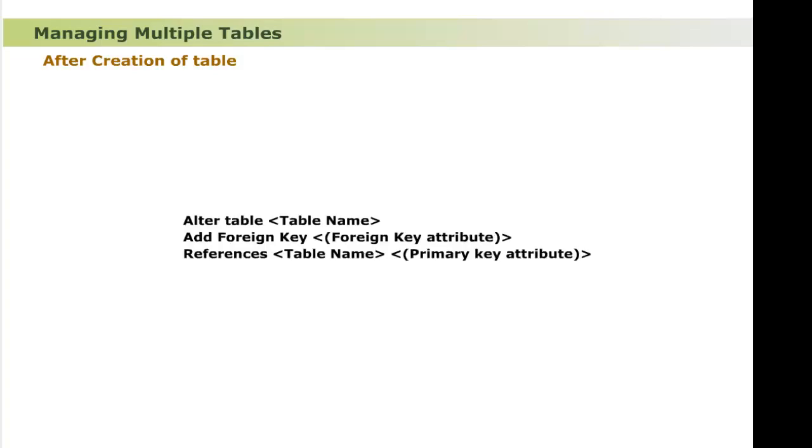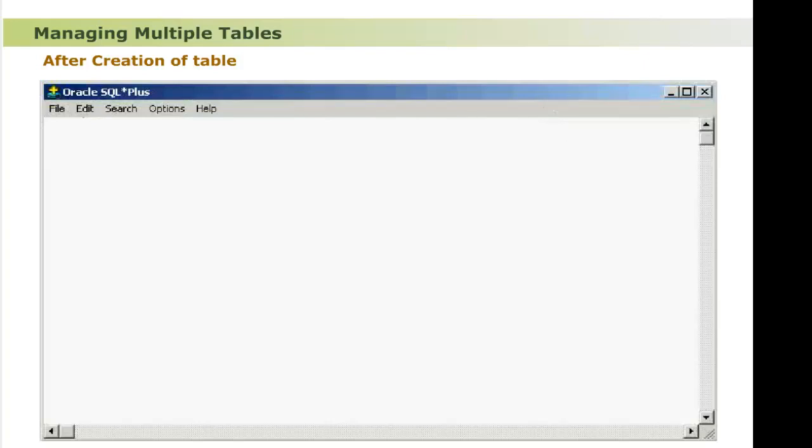After creation of the table, the foreign key can also be defined after the creation of table. The general form is shown as. The general form starts with reserved word alter table, followed by table name, followed by another reserved word add foreign key, followed by foreign key attribute enclosed in parentheses, followed by another reserved word references, followed by table name, which is referred, followed by primary key attribute enclosed in parentheses. The alter table command that adds a foreign key is shown as.